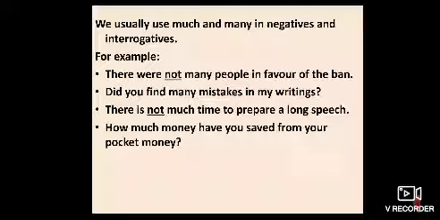Again mistakes is countable. Then in the next, there is not much time to prepare a long speech. So this is a negative sentence. Time is uncountable, so here much is used, not many. How much money have you saved from your pocket money? This is an interrogative sentence, a question sentence. Money is uncountable, so much is used. So you can see that much and many are used in negative and interrogative sentences.